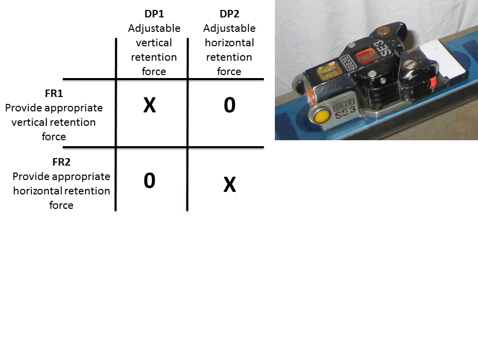If we apply the principles of axiomatic design to these designs, we can see that the first design, the Gatesy binding, can be adjusted independently. So the vertical retention force is not dependent upon the horizontal retention force. This allows the skier to adjust the two forces to meet his needs.